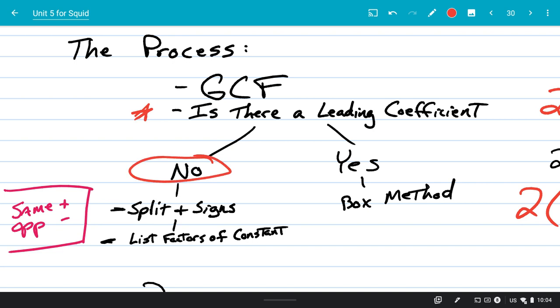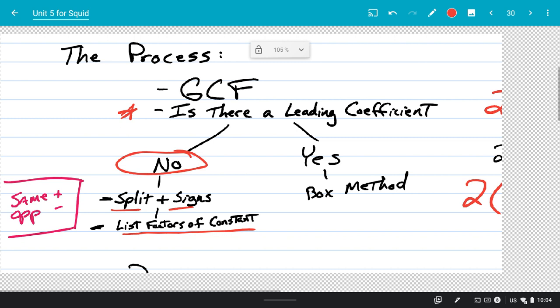No, there is no leading coefficient. Then we're going to split in signs. Once we split in signs, we'll list the factors of our constant. Once we have those factors of our constant, we'll be able to fill in and finish up our factoring. It's really not that long of a process. Okay? You ready to try it? All right, let's look at one.